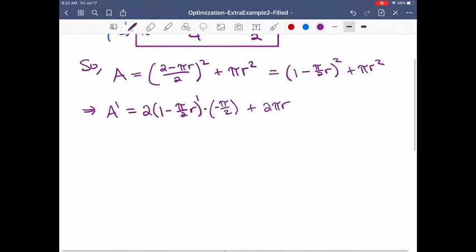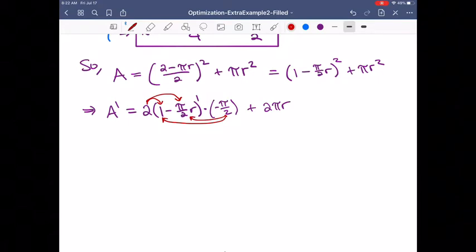Okay, so that's my derivative. Maybe let's simplify it a little bit. So I need to put the 2 through, and in fact the negative pi over 2 through. What I get is 2 times negative pi over 2, so that's just negative pi. And then I have 2 times negative pi over 2 r, so that's negative pi r, and then times another negative pi over 2 r, I'm going to get plus pi squared over 2 times r, and then plus 2 pi r. Okay, so that's my derivative.